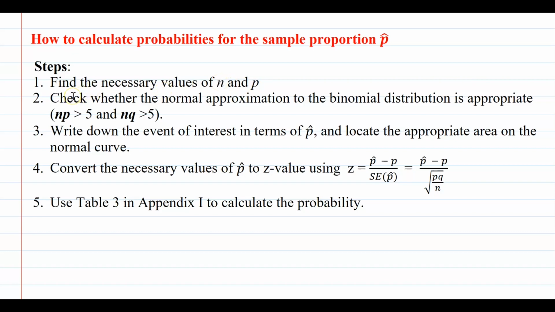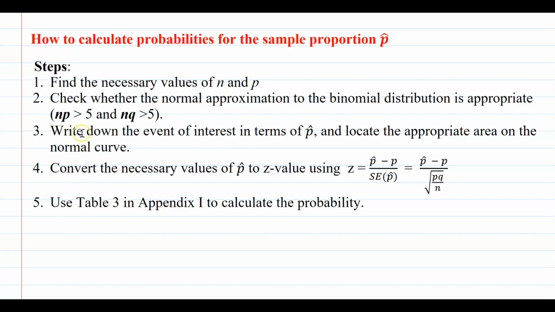Step number 2. Check whether the normal approximation to a binomial distribution is appropriate, and you have to calculate 2 things, n times p and n times q. If both n times p and n times q are greater than 5, then you can use normal approximation and follow the steps described in this video. If one of these is not satisfied, then you cannot use table number 3, or you cannot use normal approximation.